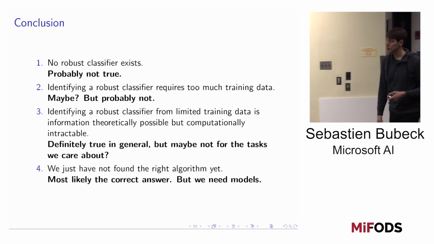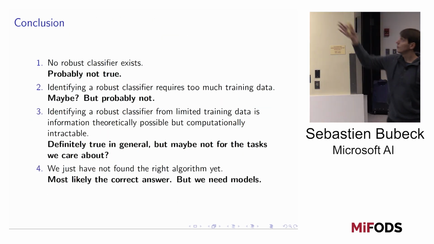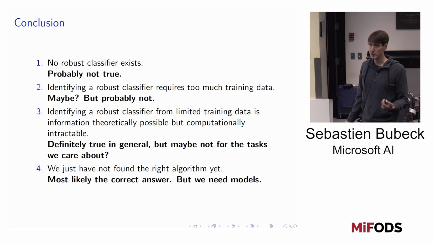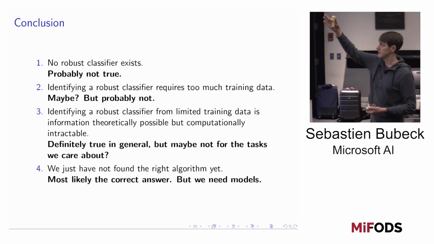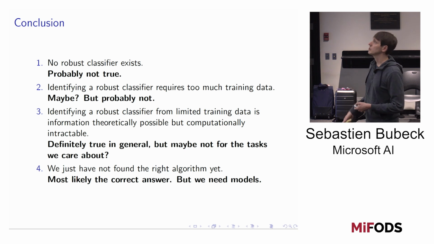Okay, so here is the conclusion. I told you about four possible hypotheses, and now I will tell you what I personally think, as an output of this research, not just a prior on the problem. So, no robust classifier exists. I think that's probably not true, but this is maybe where I have the weakest evidence. I'm not sure what else I can say. If it's true, then okay, there's nothing we can do. So let's assume it's not true.